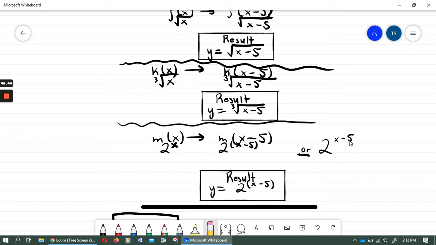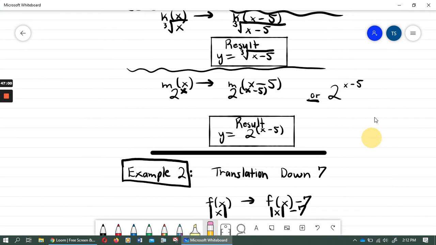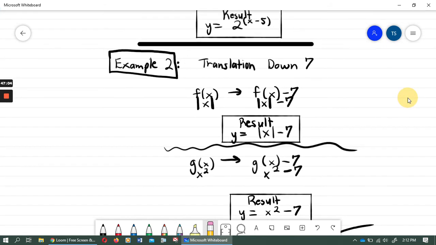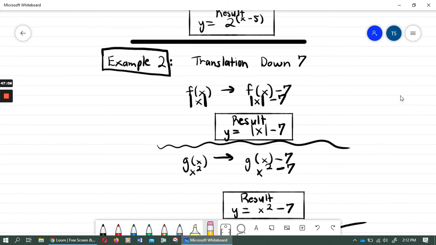Okay, the way I've written it here, you can tell that this minus 5 is a part of the exponent, because I've got it written small and above there, right alongside the x. But again, I suggest that you write that with parentheses. All right, next example. Example 2. All of these are going to have pretty much the same pattern too, guys.